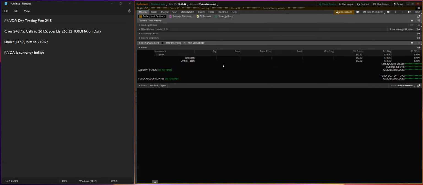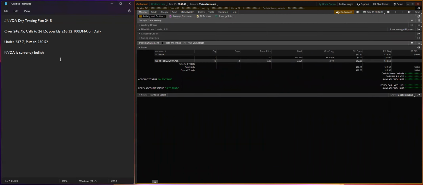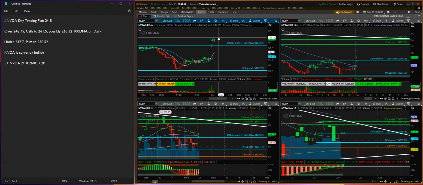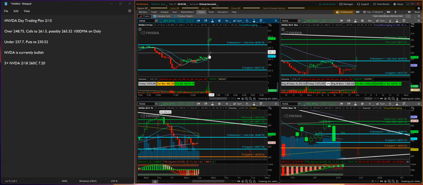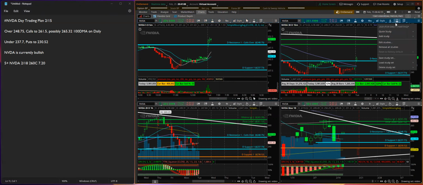So currently we are in 5 Nvidia 218, 260 call. And our entry is 7.20. So let's see how we go in the next few minutes in the market. So moving averages are catching up right here. And we had to fix this as well.